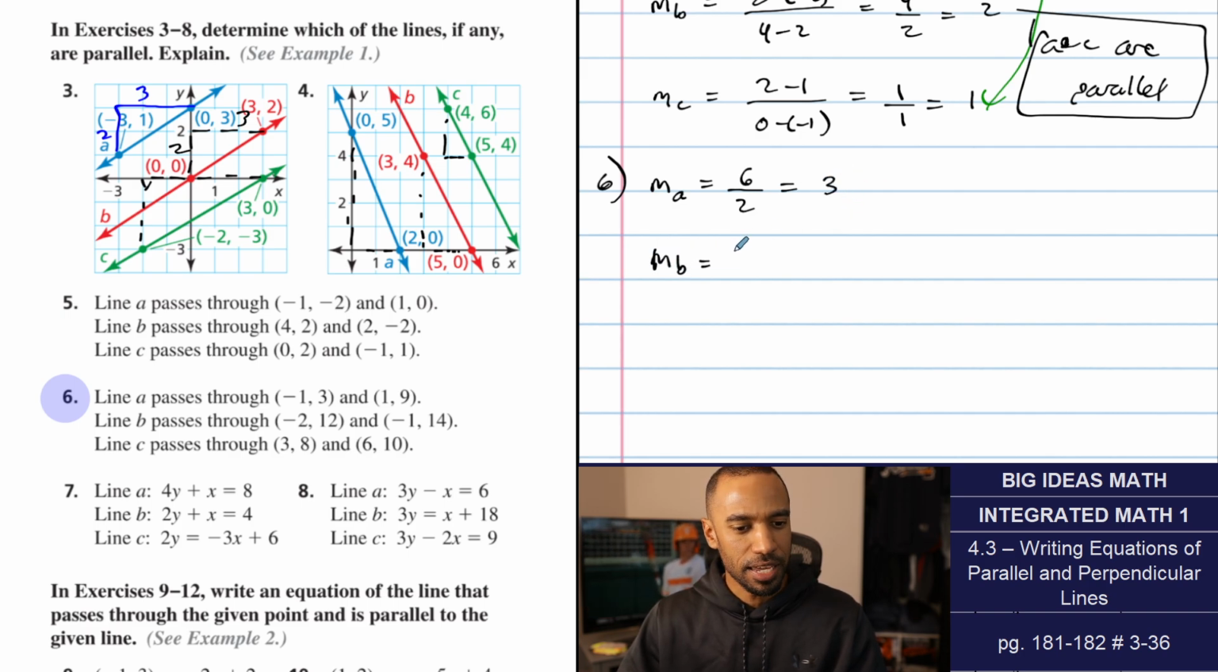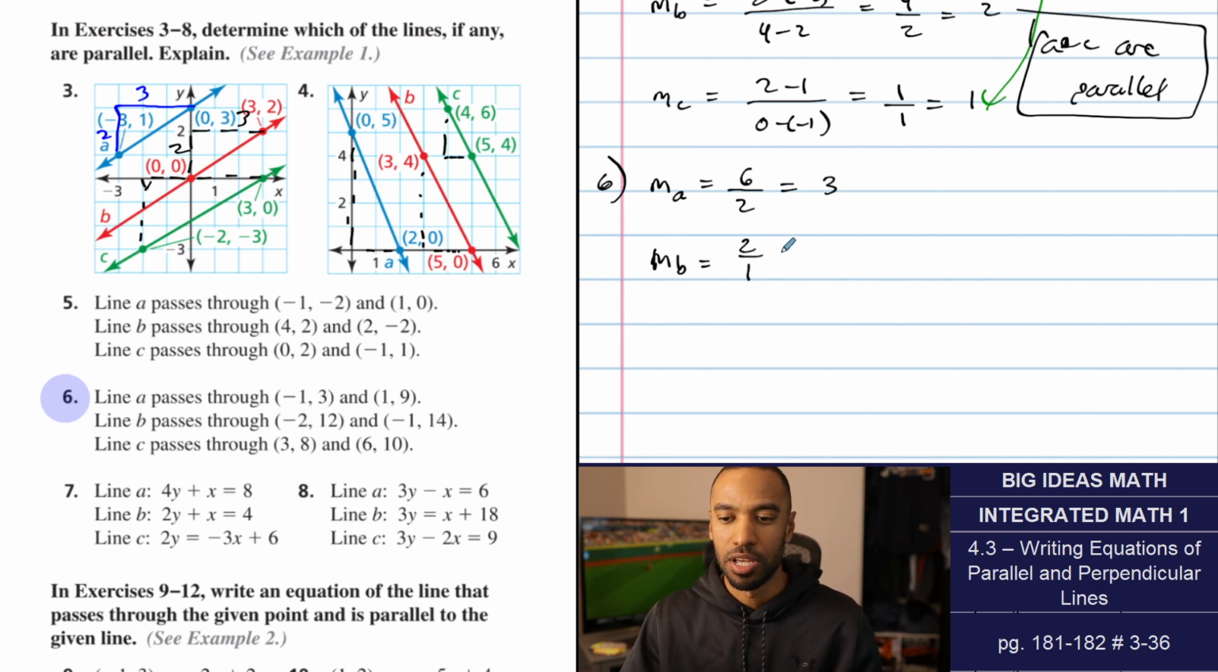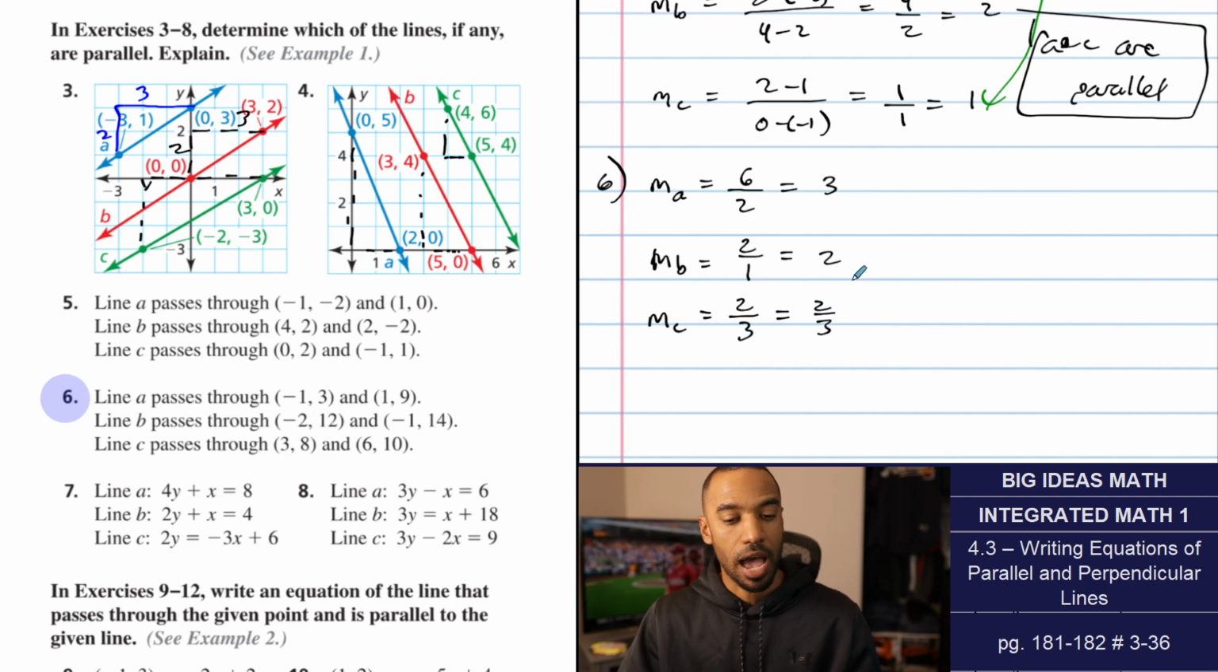Slope of line B. We're rising from 2 to 14. That's a rise of 12. We're running from -2 to -1. That is a run of +1, since from -2 to -1 goes in the positive direction. So 12 over 1 is 12, not the same. And then C rises from 8 to 10, that's 2. From 3 to 6, that's 3, and we get 2/3. I wish I had the visual to confirm what I have, but none of these are the same. None of the lines are parallel.